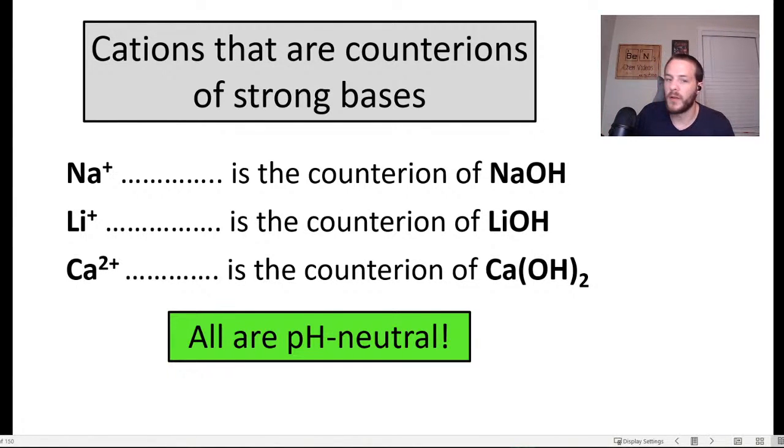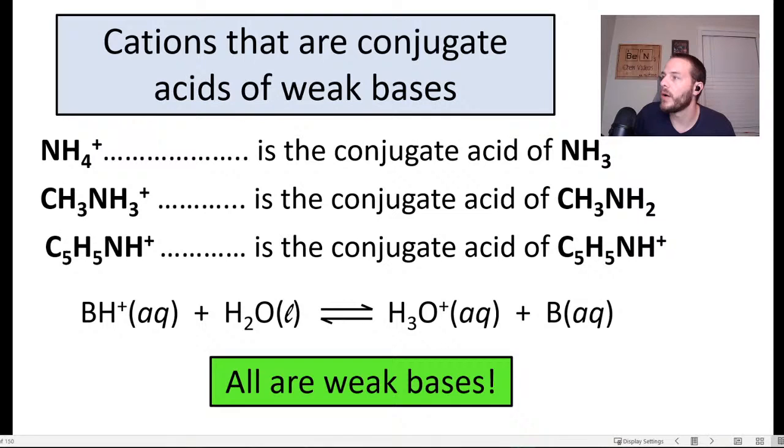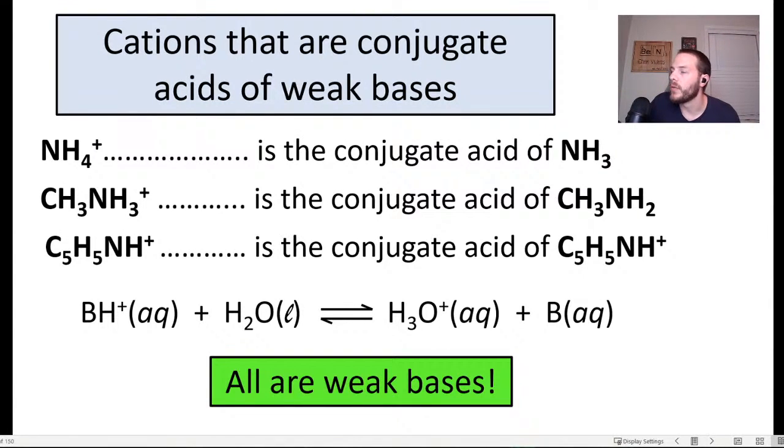So we're going to move on and talk about the second category, and these are cations that are the conjugate acids of weak bases. There's a couple more cations that we can see here, like NH4+. That's called the ammonium ion, right? That's the conjugate acid of the base NH3, ammonia, right? This cation here, CH3NH3+, that's the conjugate acid of this base here, CH3NH2, that's called methylamine.